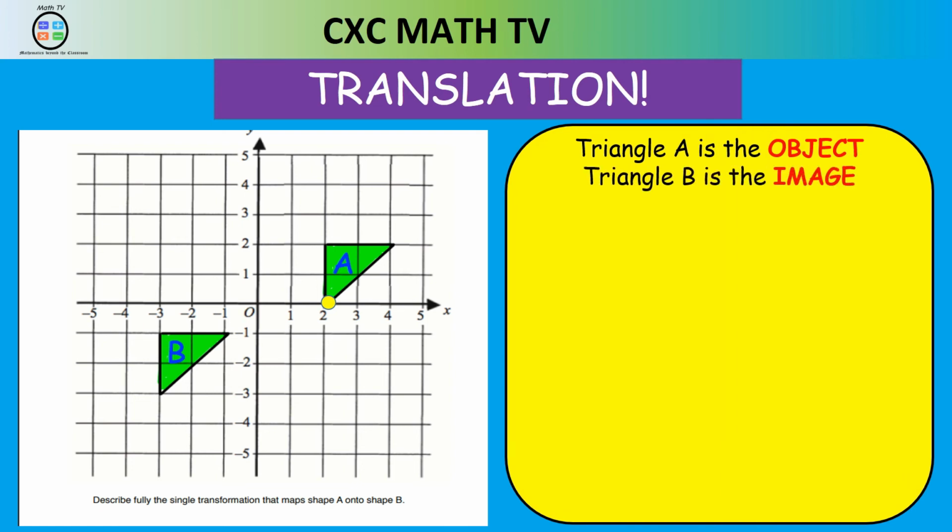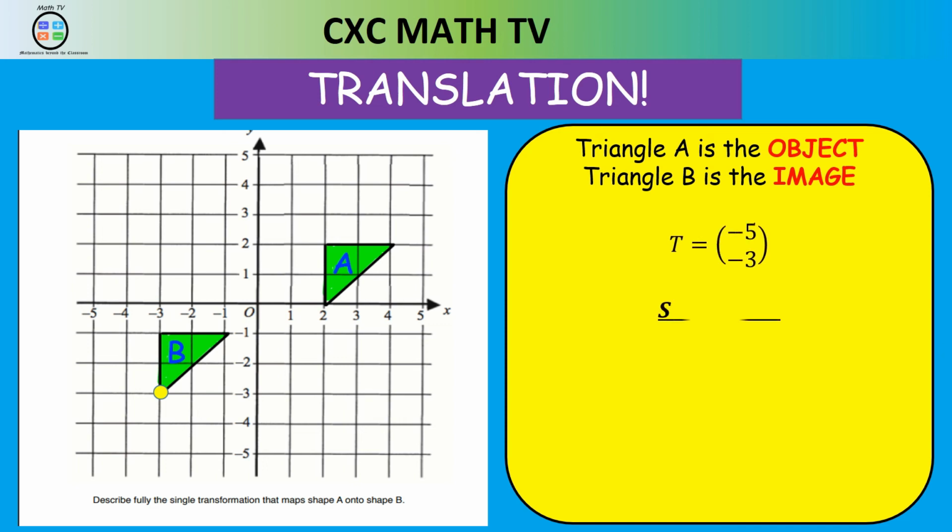Now if we were to label any vertex on triangle A, we're going to use that bottom vertex right there. So we put the yellow point. And if we were to look at the bottom vertex of B, to go from A to B, we realize we go 1, 2, 3, 4, 5 units across to the left and 3 units down. And so our translation vector is minus 5, minus 3.